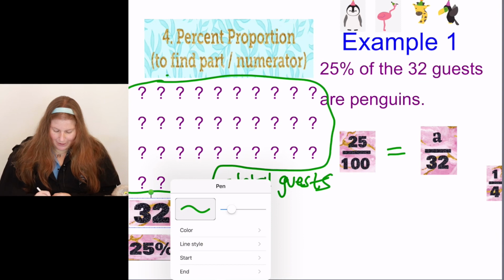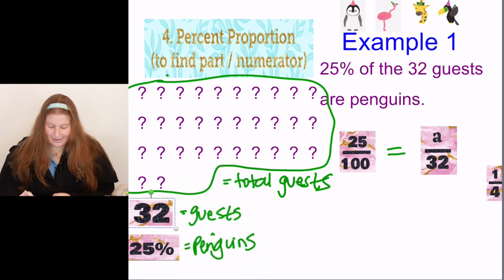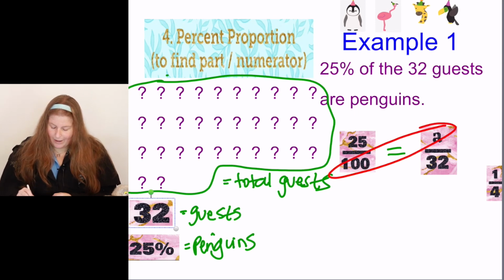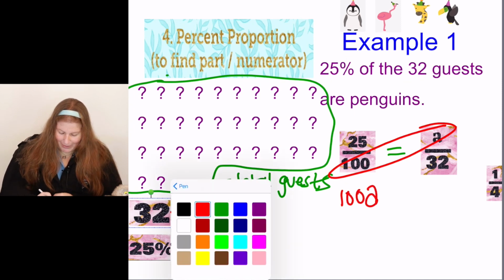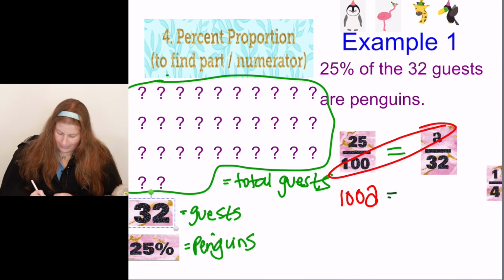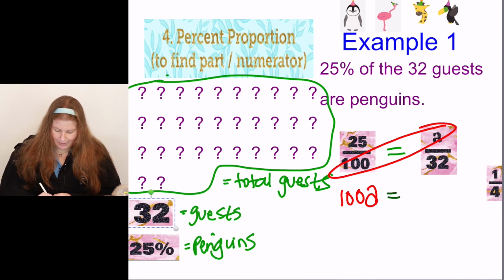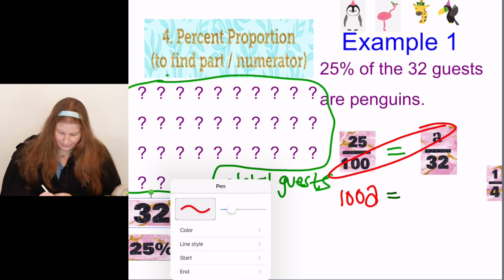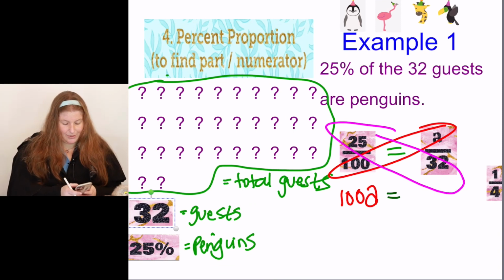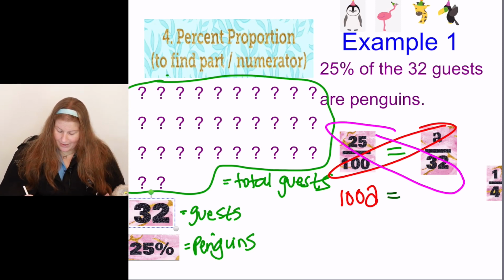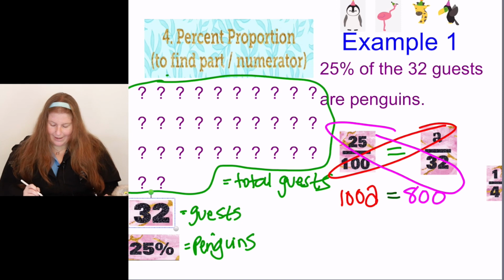Our next step is going to be to cross multiply. So we've completed step 1, writing a percent proportion equation here. Now we're going to cross multiply. 100 times a is 100a, and we can set that equal to 25 times 32. So if I put 25 times 32 in my Muggle calculating machine, I get that 100a is equal to 800.